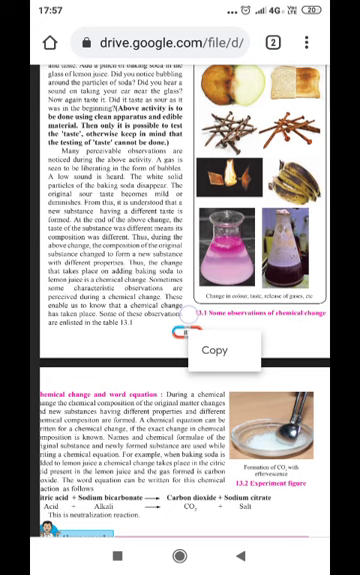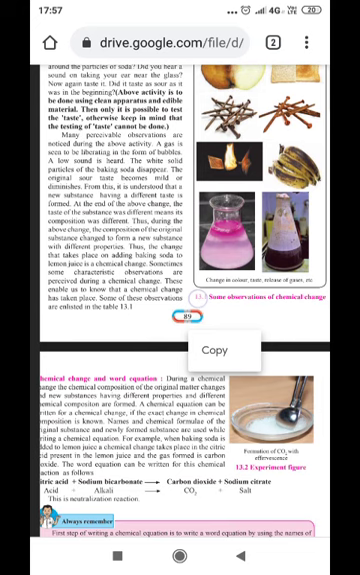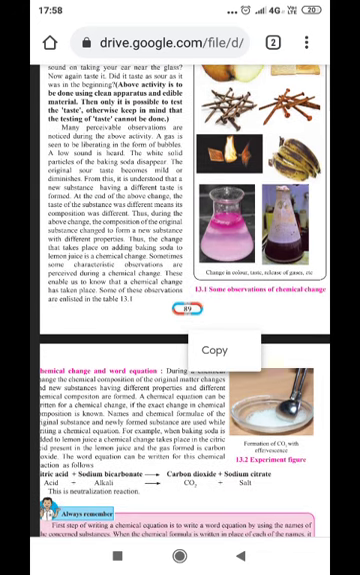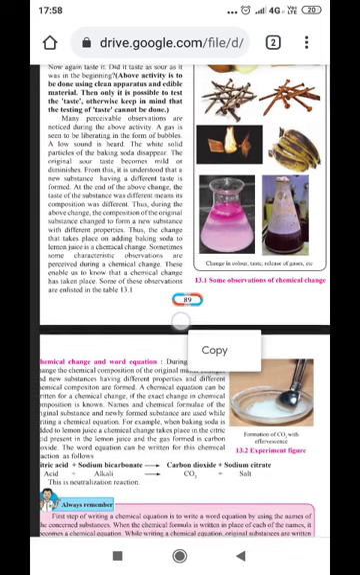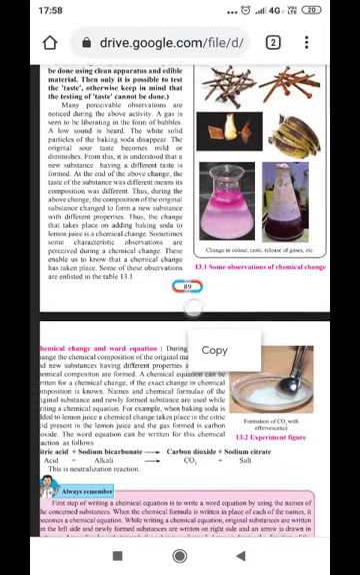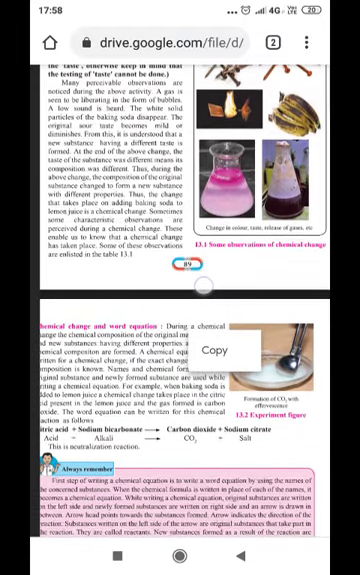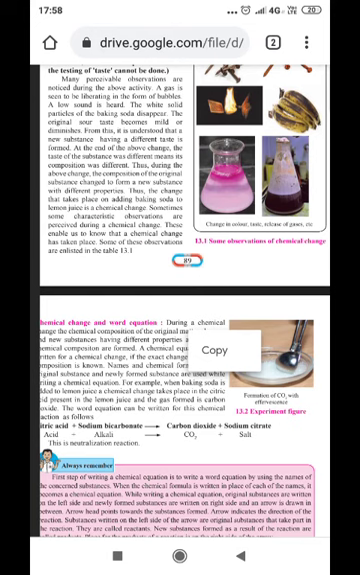Many perceivable observations are noticed during the above activity. A gas is seen liberating in the form of bubbles. A low sound is heard. The white solid particles of baking soda disappear. The original sour taste becomes mild or diminishes. From this, it is understood that a new substance having a different taste is formed. At the end of the above change, the taste of the substance was different, meaning the composition was different. Thus, during the above change, the composition of the original substance changed to form a new substance with different properties. Thus, the change that takes place in adding baking soda to lemon juice is a chemical change.